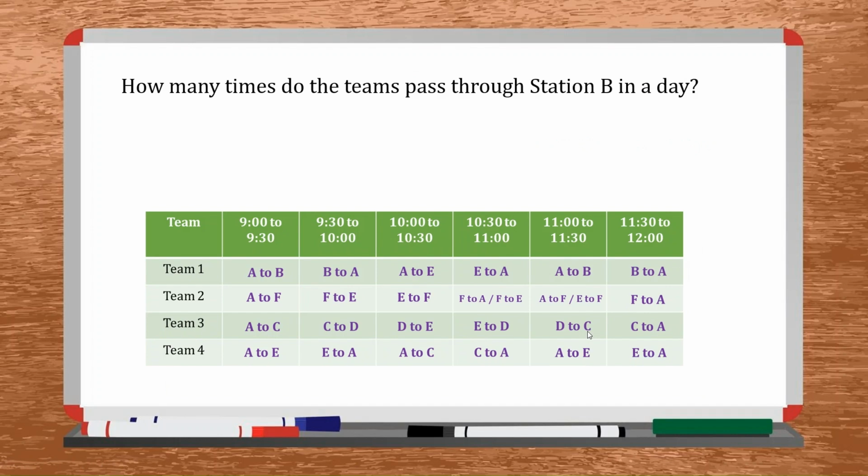Then, how many times do the teams pass through station B in a day? Station B, team 1 passes through once and twice, and no other team is passing through station B. Hence, the answer is 2. And only team 1 is passing through station B twice in a day.